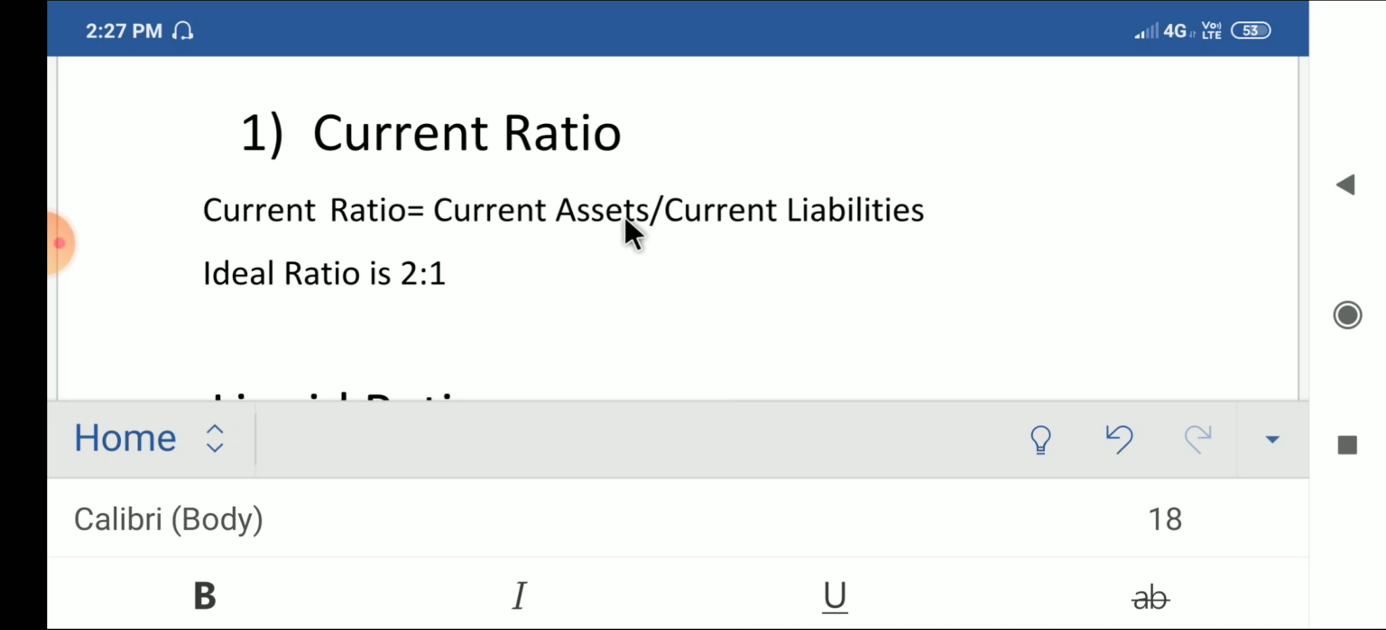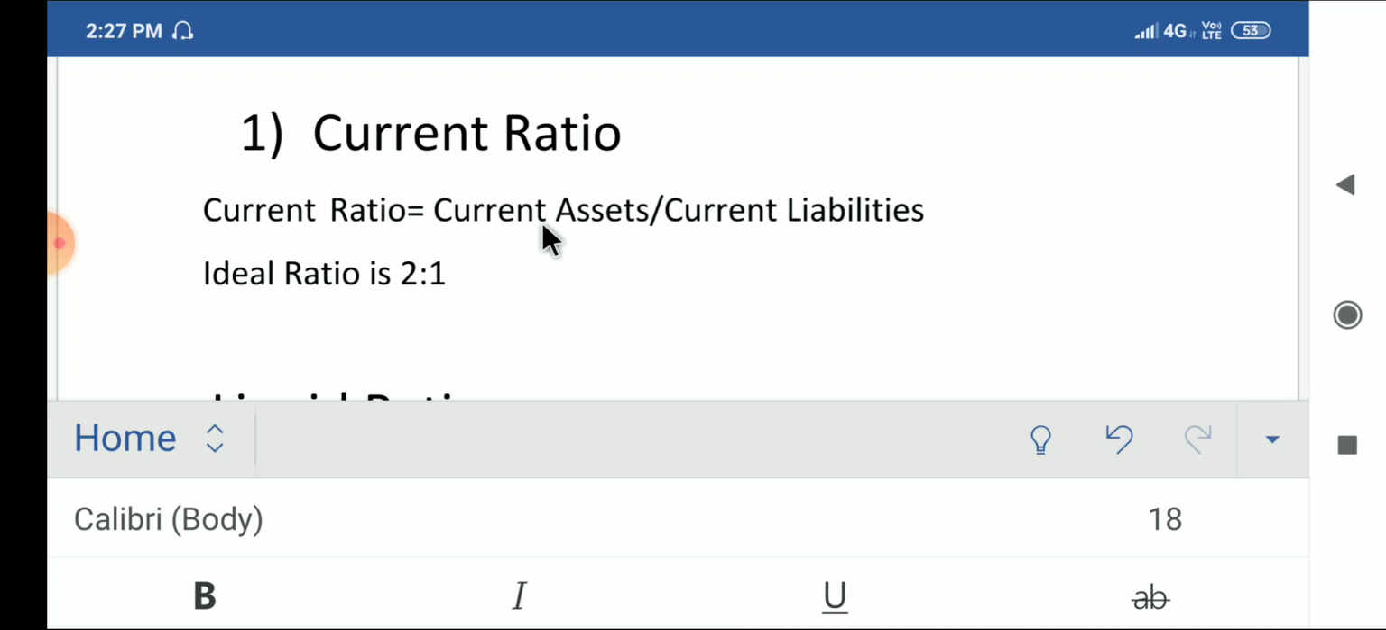Current liabilities means those liabilities which are payable within 1 year, a short term period. The ideal ratio of the current ratio is 2:1.